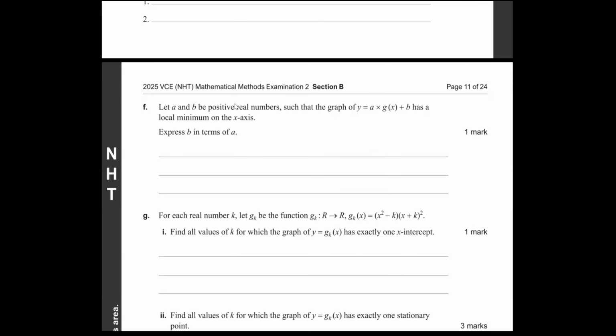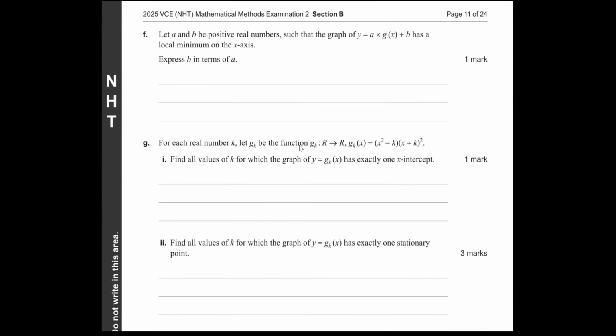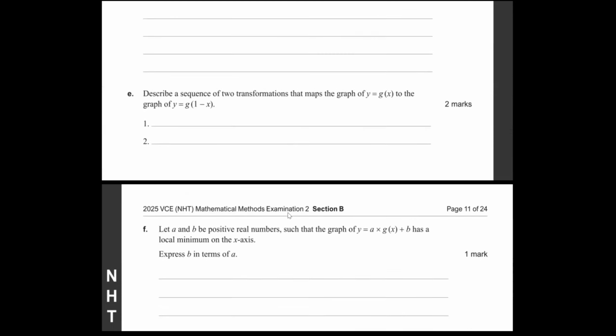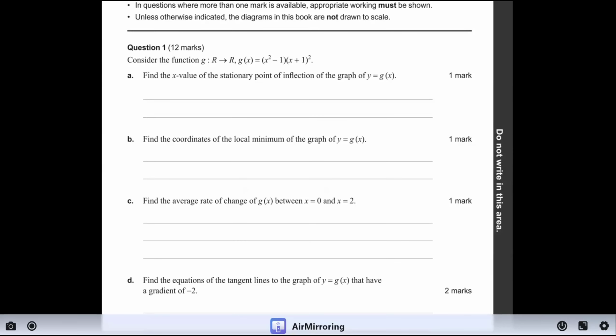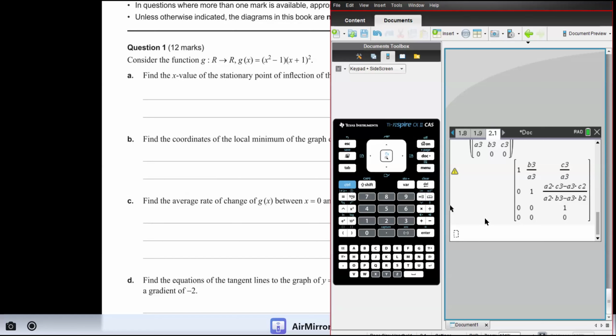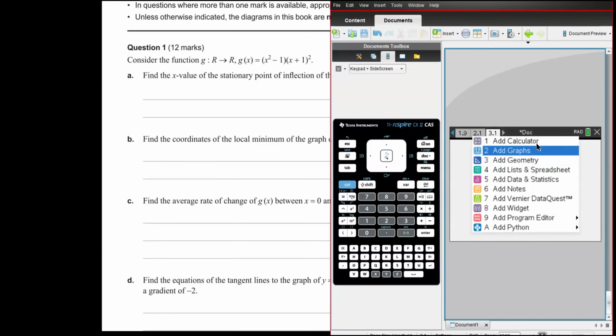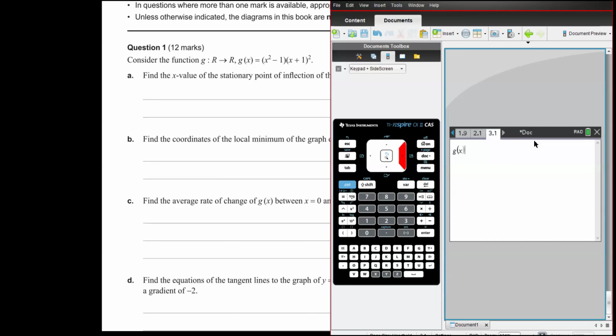Let a, b be positive real numbers. We have this transformed graph a times g(x) plus b has a local minimum on the x-axis. A parameter problem. Okay, so I'll probably open up a new problem. Define g of x to be (x squared minus 1) times (x plus 1) squared.